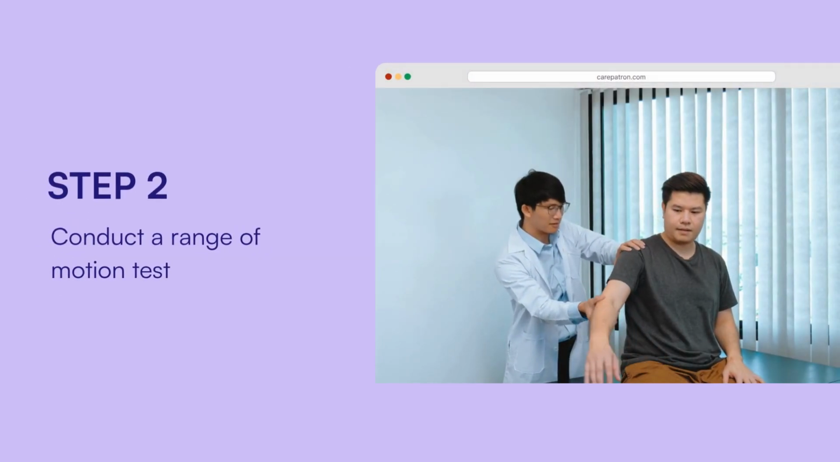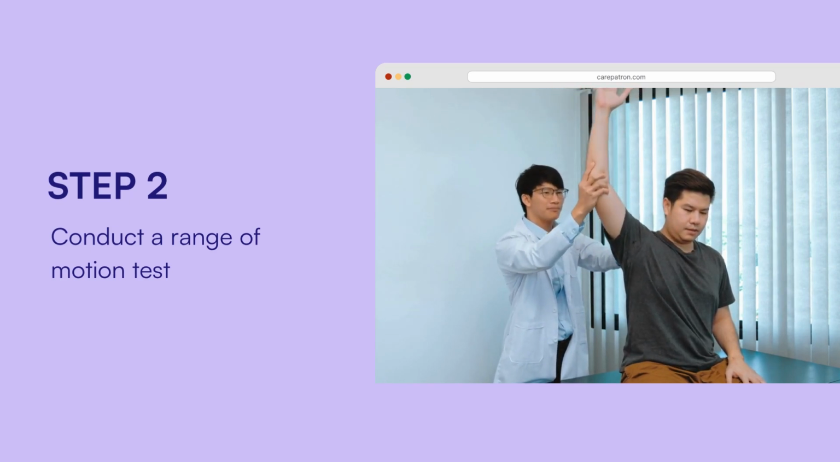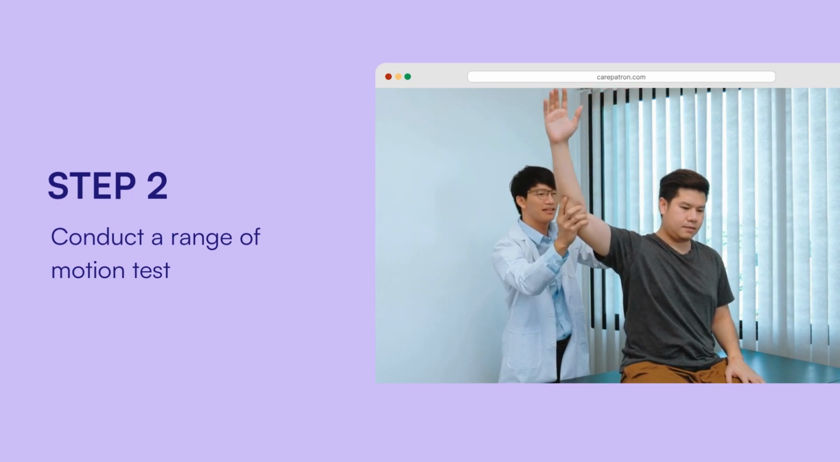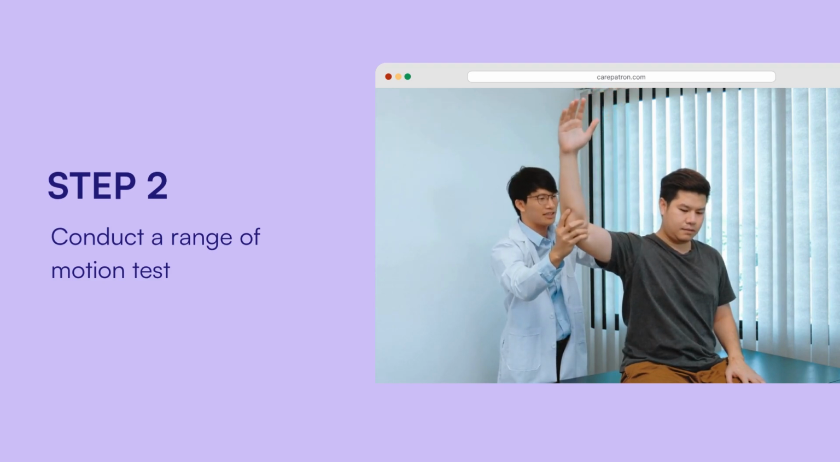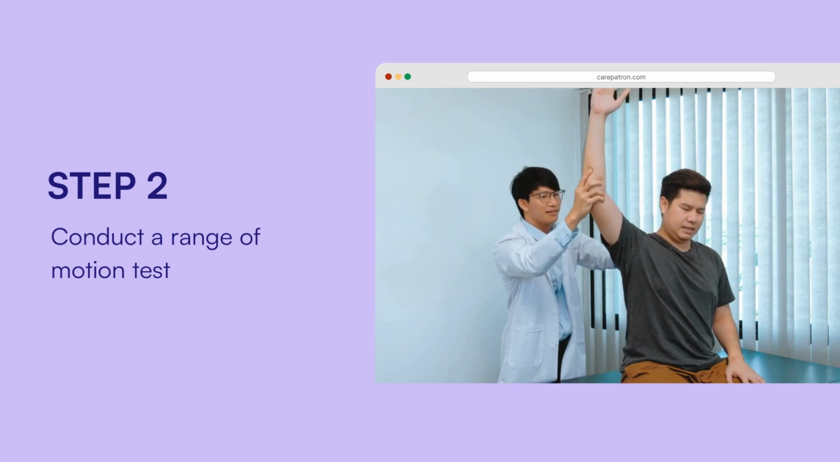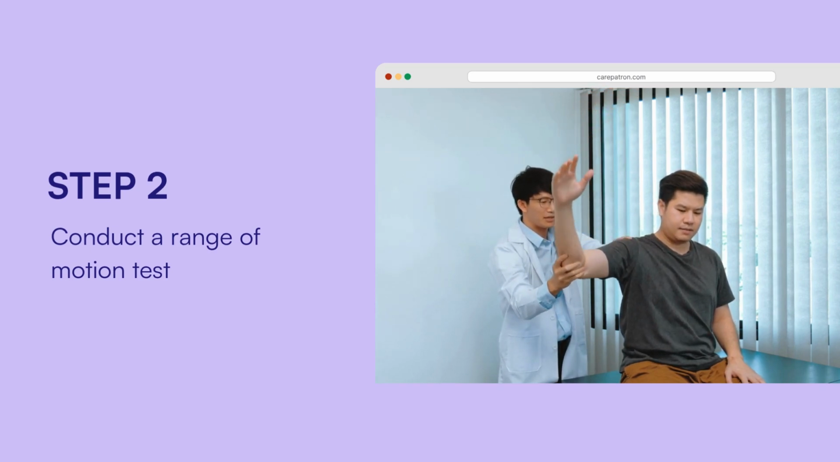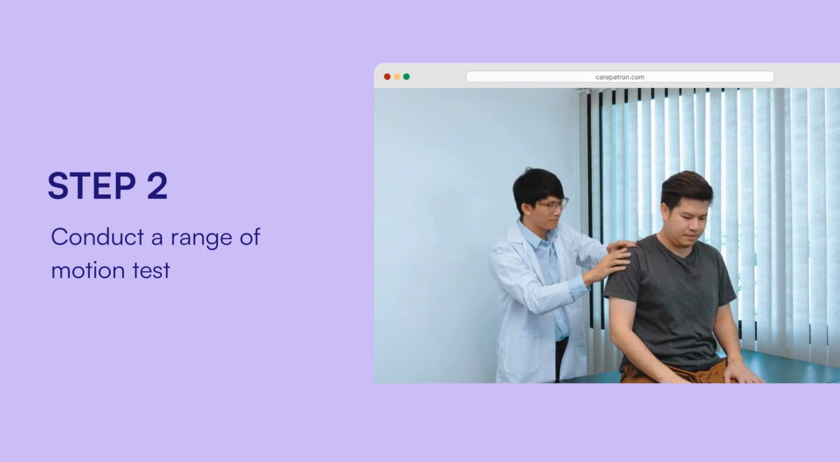Step 2. Conduct a range of motion test. Fill in basic details such as the patient's name, examination date, and your name, and guide the patient through each shoulder movement listed on the chart. There are 3 common normal shoulder range of motion tests that you can conduct to assess shoulder mobility: passive range of motion, active range of motion, and active assistive range of motion.